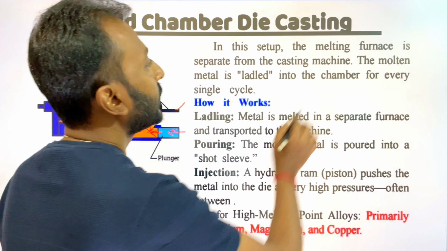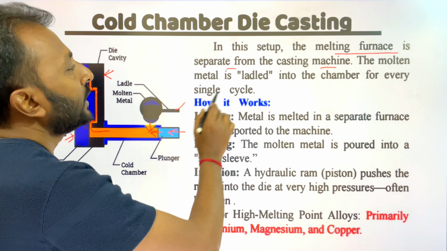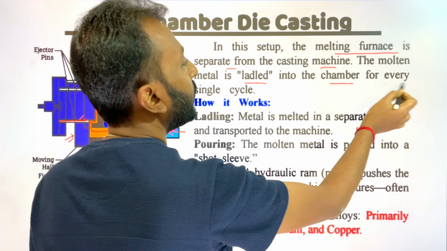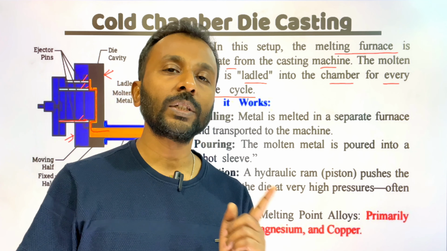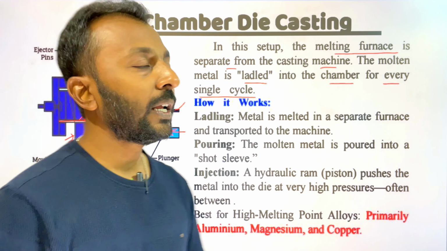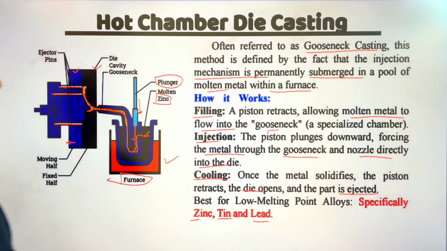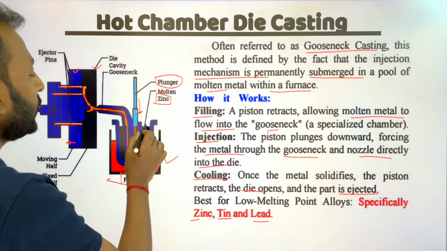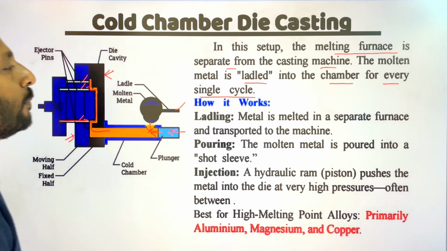So the melting furnace is separate from the casting machine. The molten metal is ladled into the chamber for every single cycle. For every single process, the molten metal has to be brought with the help of the ladle. But in the process of hot chamber die casting, the molten metal was continuously getting melted in the furnace. This is the main difference.